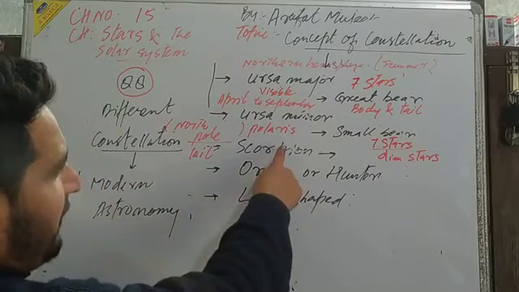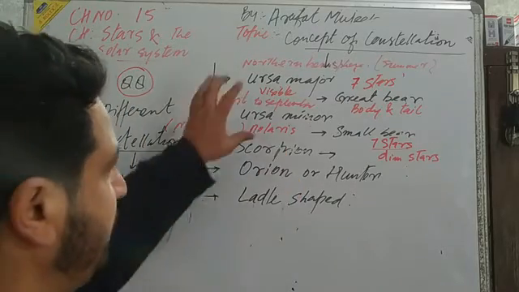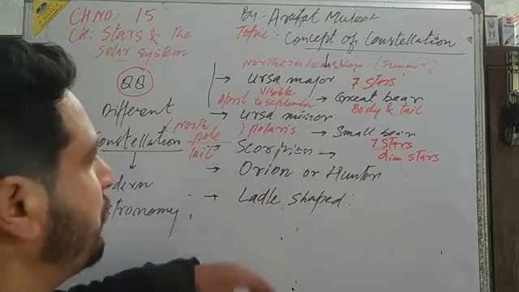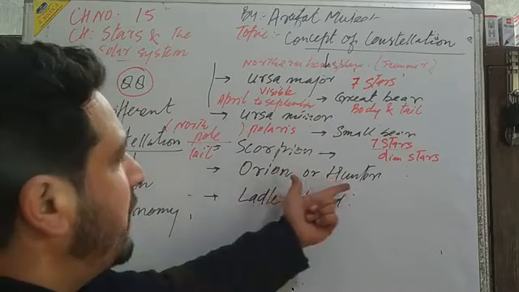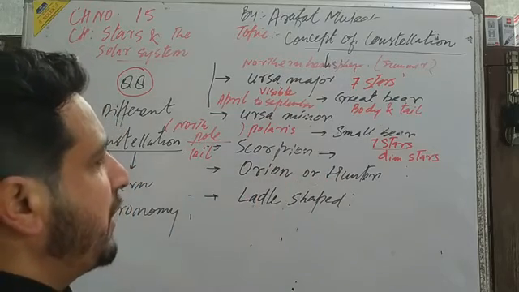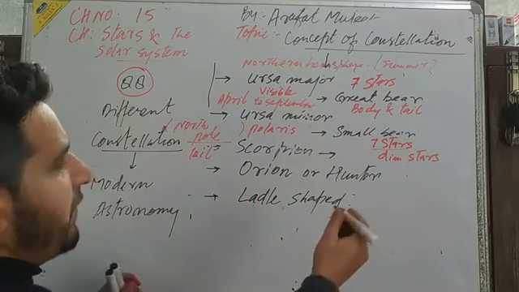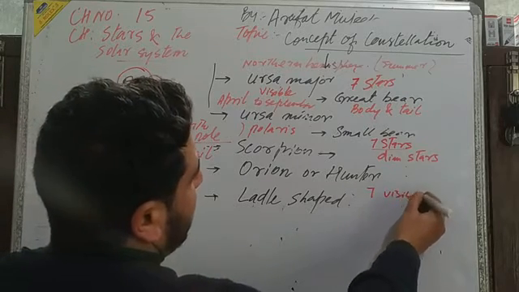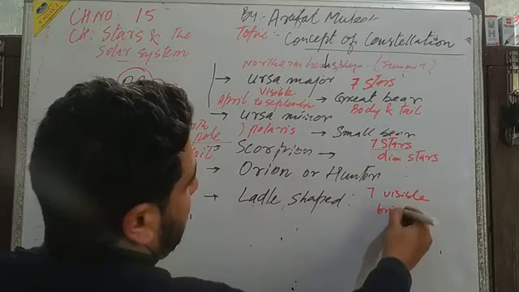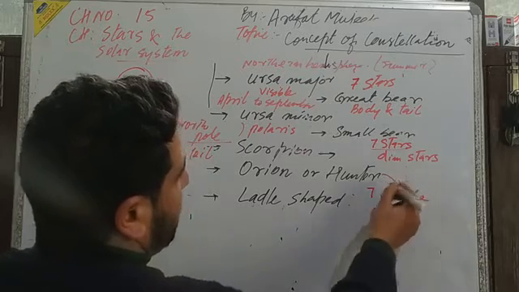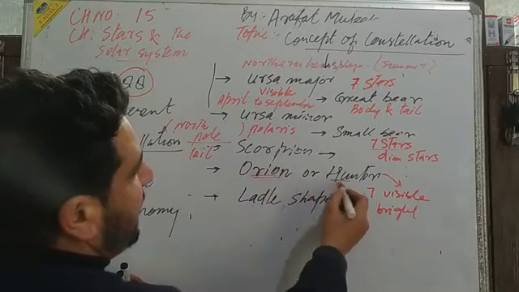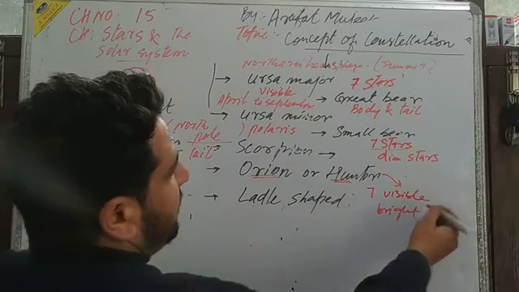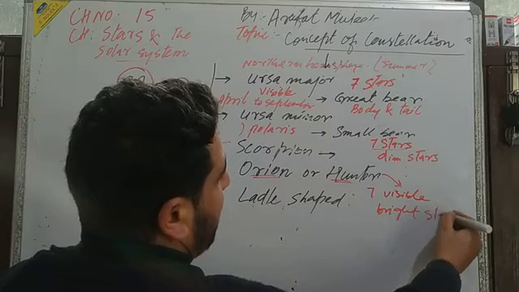We can say these following are the famous constellations mentioned in your textbook. Another is the hunter's body. It is also made up of 7 visible bright stars. जो हंटर की ओरियन जिसको हम कहते हैं, एंशिएंट टाइम्स से ये कॉन्स्टेलेशन 7 विजिबल, ब्राइट स्टार से बना हुआ होता है.